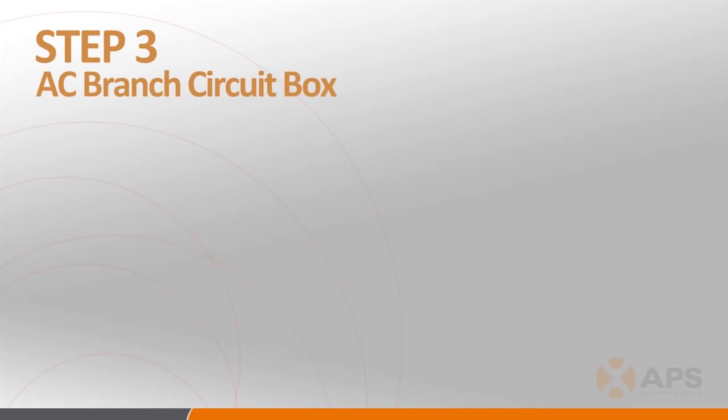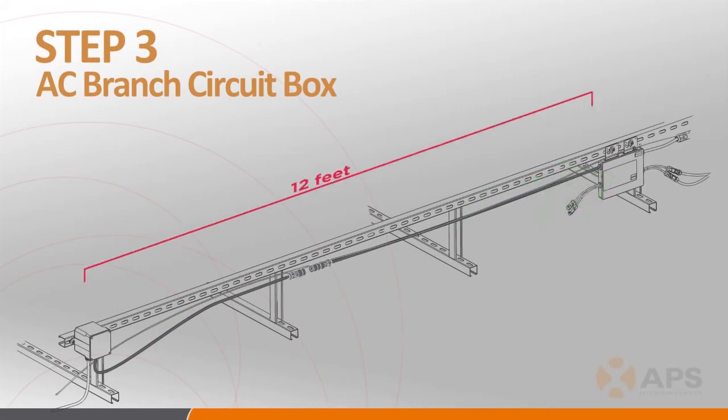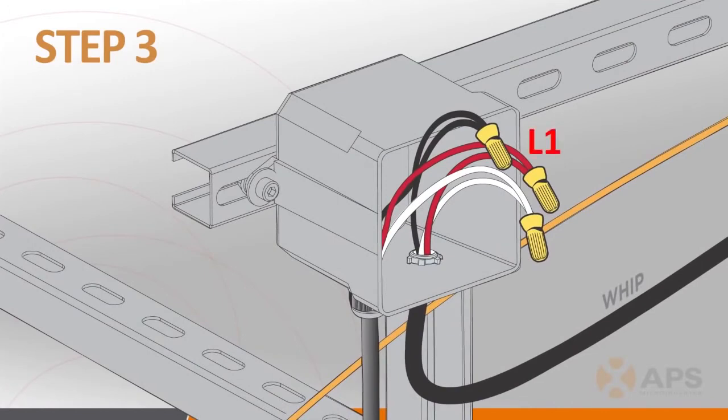Step 3 involves installing the AC branch circuit junction box in a suitable location, as close to the end of a branch of modules as possible. You'll have approximately 12 feet of AC cable to work with, 6 feet of cable associated with the last inverter in the branch, and 6 feet of AC connector cable, sometimes called a whip. Make sure to wire the conductors. L1 is red, L2 is black, and neutral is white.